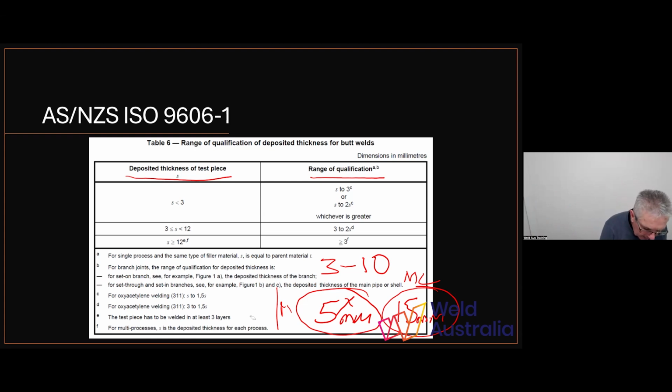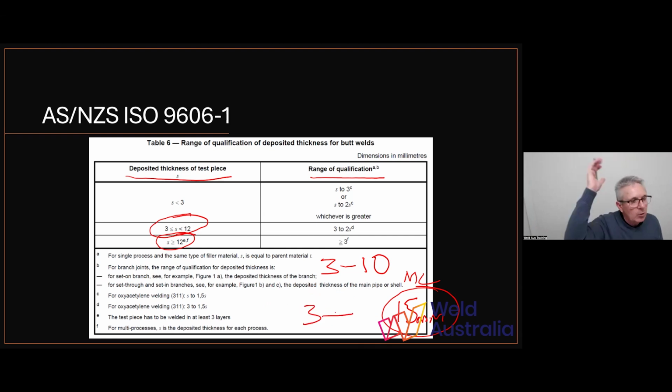But in this case here, now we've looked at the second one, and the second one now doesn't fall within here. It's actually greater than 12 mil. So what it says there, it means my lower end is 3 millimeters to unlimited. That's his range of qualification.